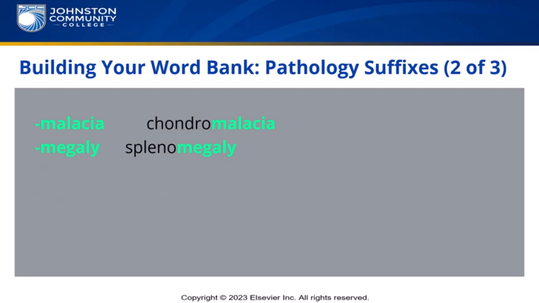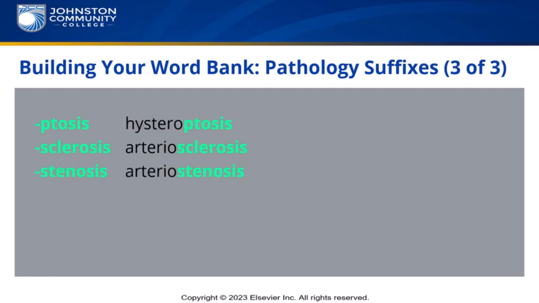These two suffixes look very similar, but be careful. Chondromalacia is a softening of the cartilage. Malacia means softening. And splenomegaly is the enlargement of the spleen. Megaly means enlargement. Think of something that's mega. Now, each of these suffixes is also interesting in that it can stand on its own as a term.